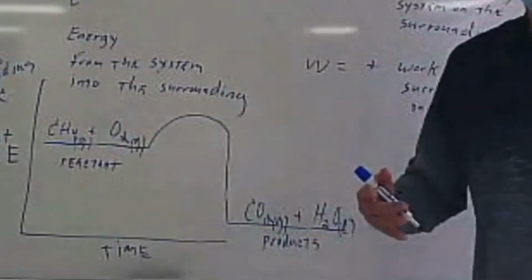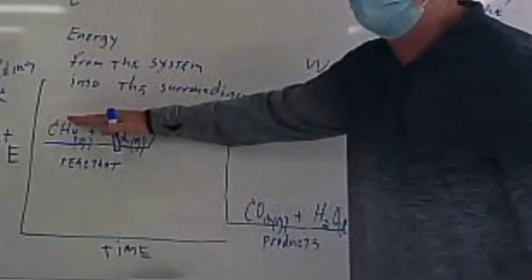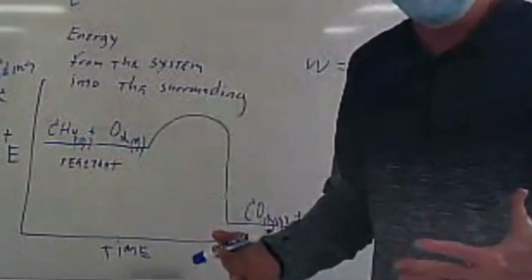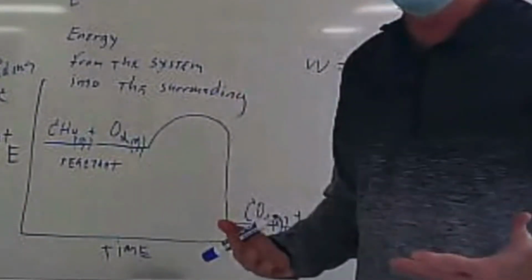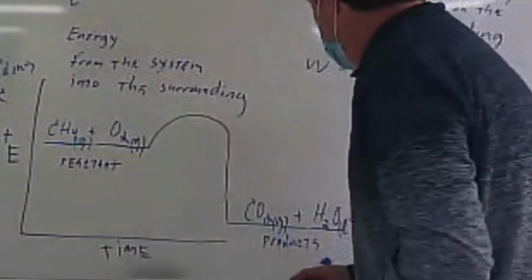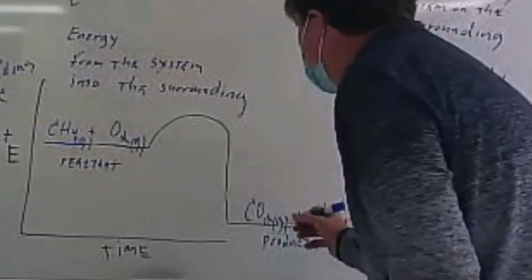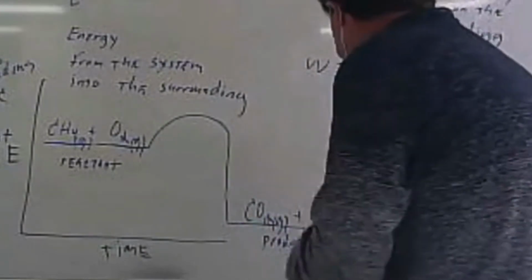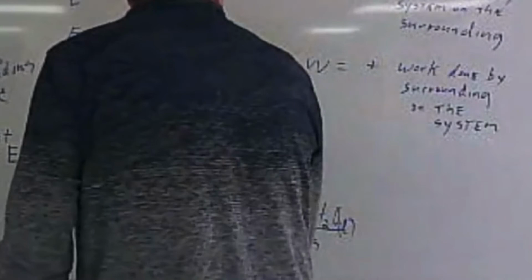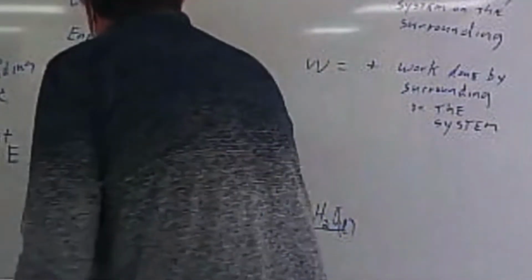Energy is neither created nor destroyed. If this has a lot of energy and this has less, energy has to be released from the system because of the law of conservation of energy. I guess we can go ahead and balance this too. Let's put a 2 out here, and a 2 right here. Let's balance it.